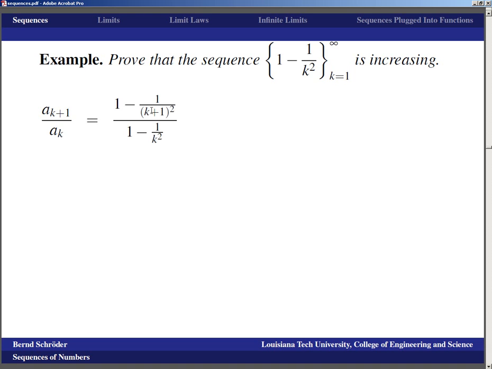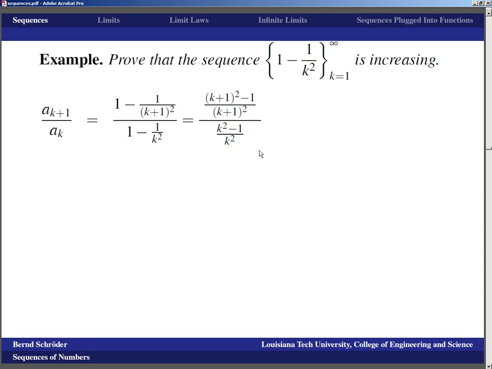So that would mean I take a_{k+1}, which is 1 minus 1 over (k plus 1) quantity squared, divided by a_k, which is 1 minus 1 over k squared. I find common denominators in numerator and denominator. The common denominator in the numerator is (k plus 1) squared, so I get a numerator of (k plus 1) squared minus 1, divided by (k plus 1) squared, divided by k squared minus 1 divided by k squared. Well, we know how to work out division of fractions.